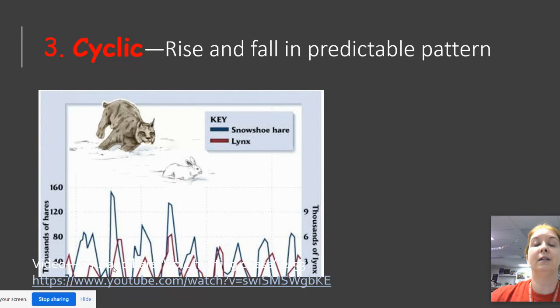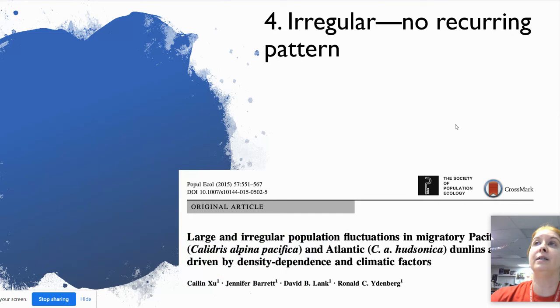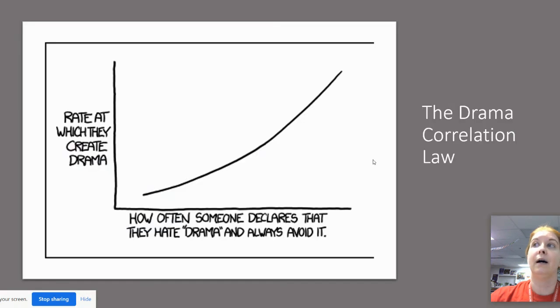And then you can see there's this staggered effect: the prey goes up, then the predator goes up, the prey goes back down, the predator goes back down. So this is cyclical. We know that it's going to happen up, down, up, down, up, down. So any major predator-prey relationship will show you that. And then the last one is irregular, and there's no real recurring pattern. And so we're wondering, okay, is it just chaos in the system, or is it something that is not yet understood? So maybe there is a pattern, we just don't see it yet. So that is the last one.